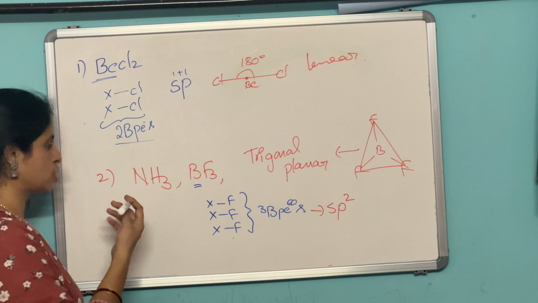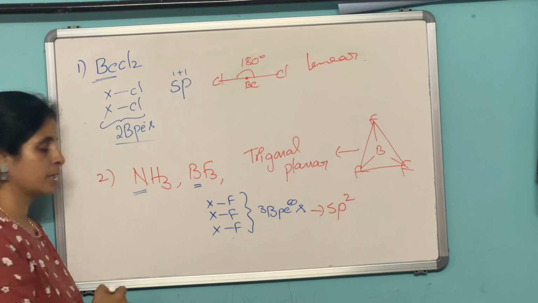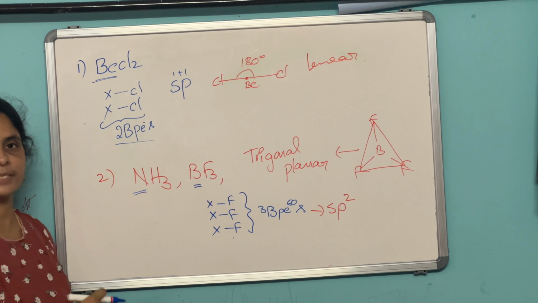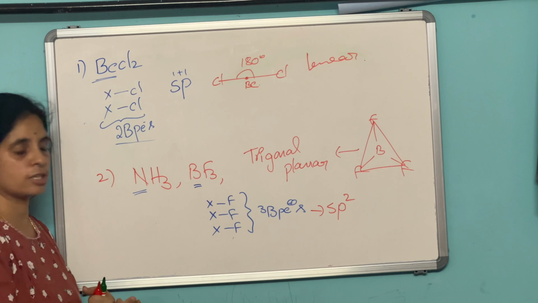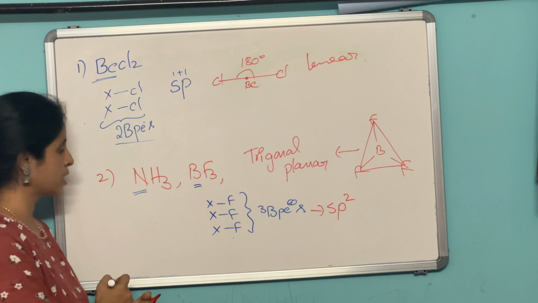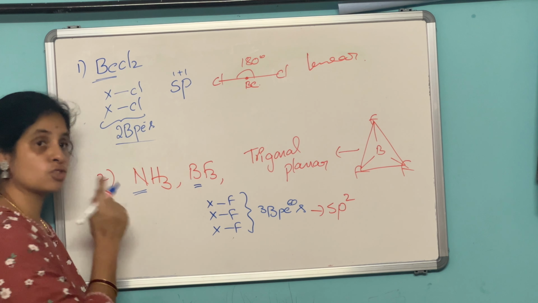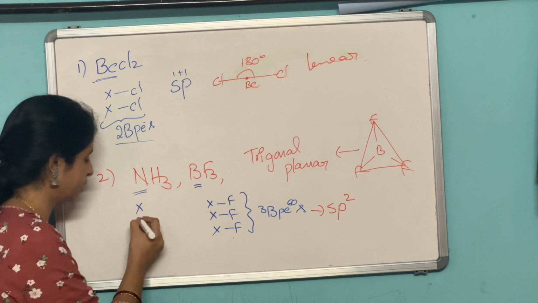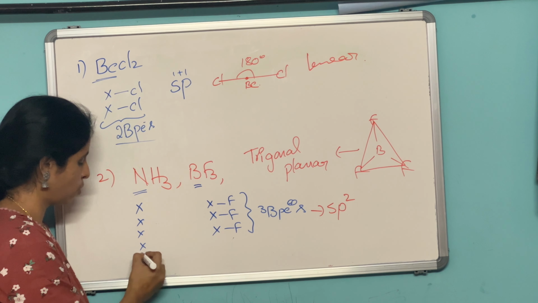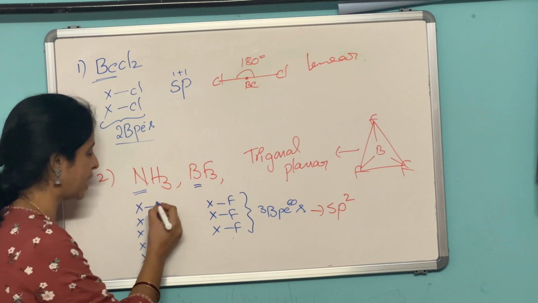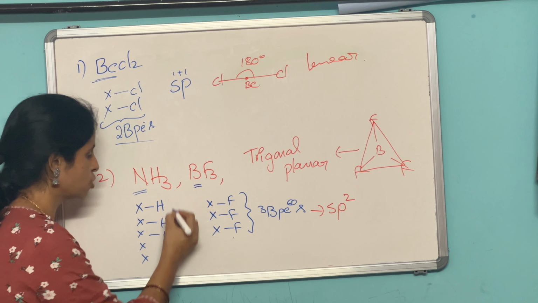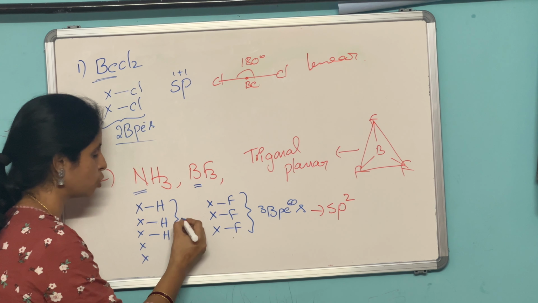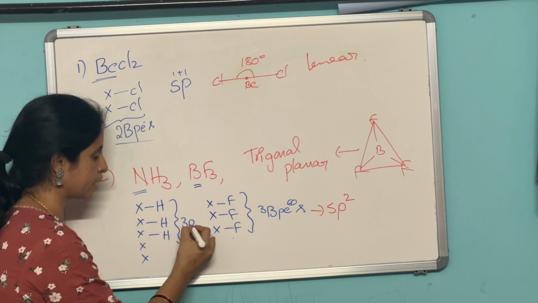Nitrogen belongs to which group? It is the central atom here. Hydrogen and fluorine cannot be central atoms. I told you this while discussing the Lewis dot structures also. So here nitrogen belongs to the fifth group, so 1, 2, 3, 4, 5. How many hydrogens? 1, 2, 3 hydrogens. So how many bond pairs? 3 bond pairs of electrons.